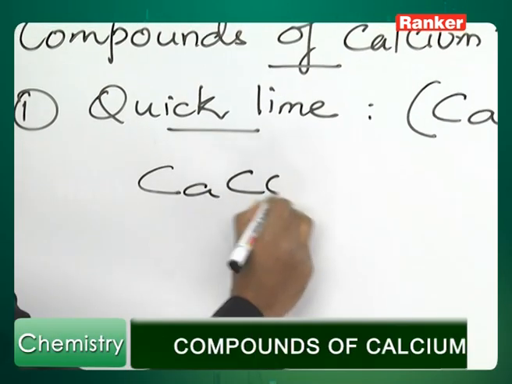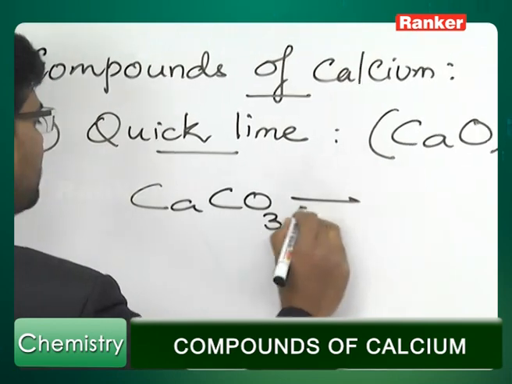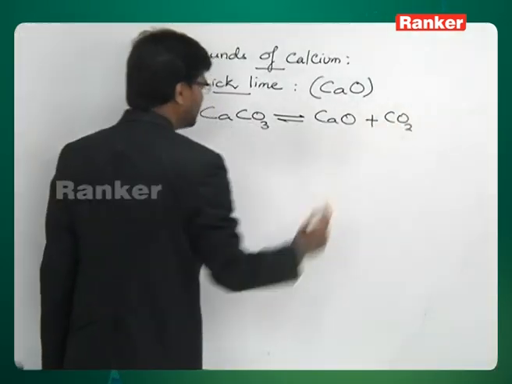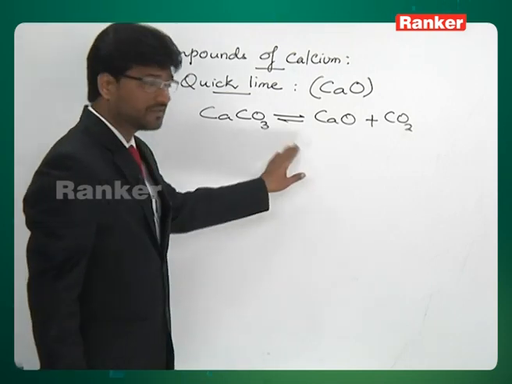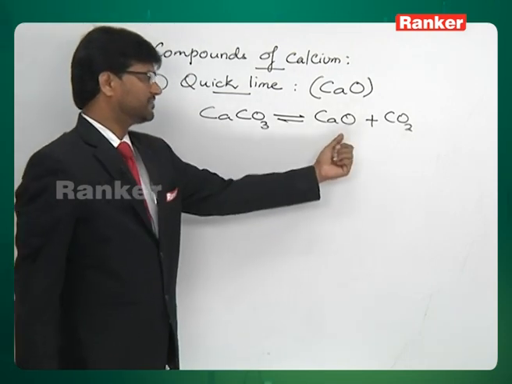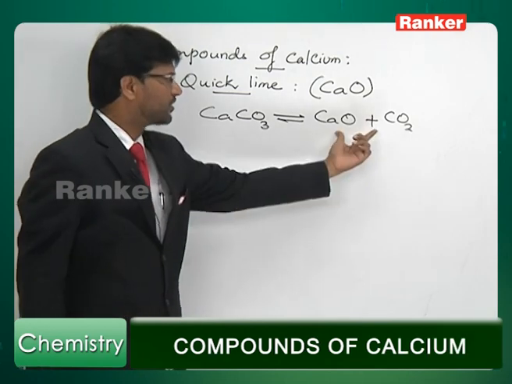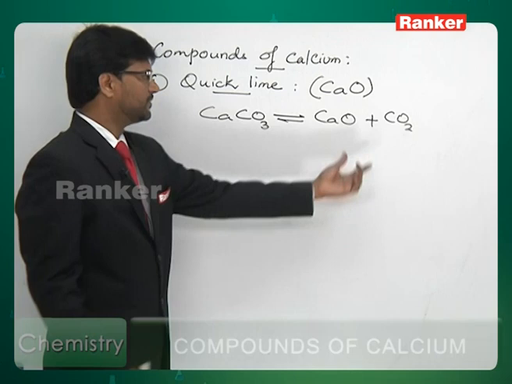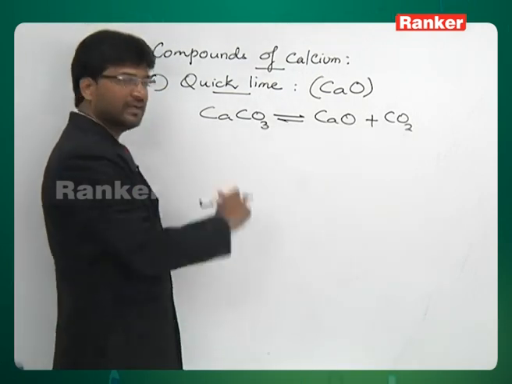It is obtained by heating limestone. On heating limestone, you get calcium oxide and carbon dioxide. We have also already discussed this reaction. This reaction is reversible. If you heat calcium carbonate, you get a mixture of calcium oxide and carbon dioxide. These two are complementary in that this is a basic and this is an acidic oxide. There is a possibility of these two again combining to give back calcium carbonate.